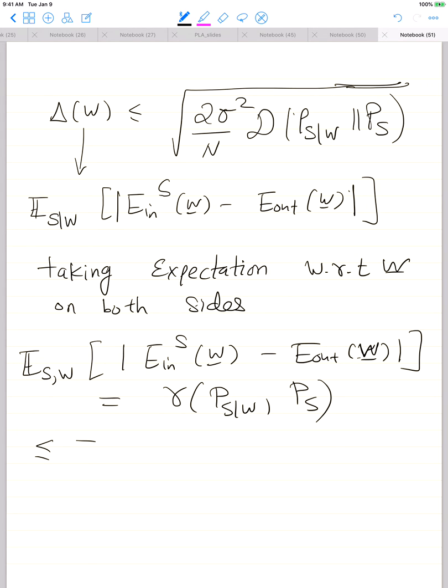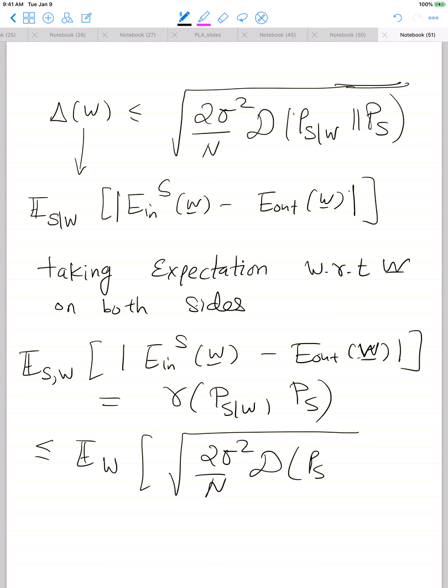This is less than the expected value over W of square root of 2 sigma square over n d of P of S given W and Ps. So what do we do next? Can anyone see how we take this expectation inside? So if we can take the expectation inside, then as was observed before, this becomes the mutual information between S and W. So how do we take the expectation inside?